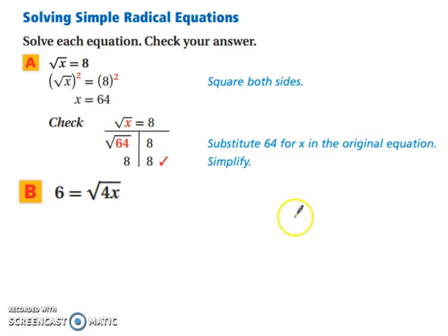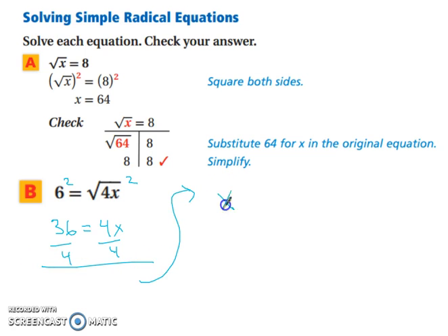So now let's try this next one. We're going to square both sides. So we end up with 36 equals 4x. We have one more step. We want to get x by itself, so we're going to divide both sides by 4. And when we do so, we end up with x equaling 9. If we check our solution, we have 4 times 9, take the square root of that, and we end up with 6.